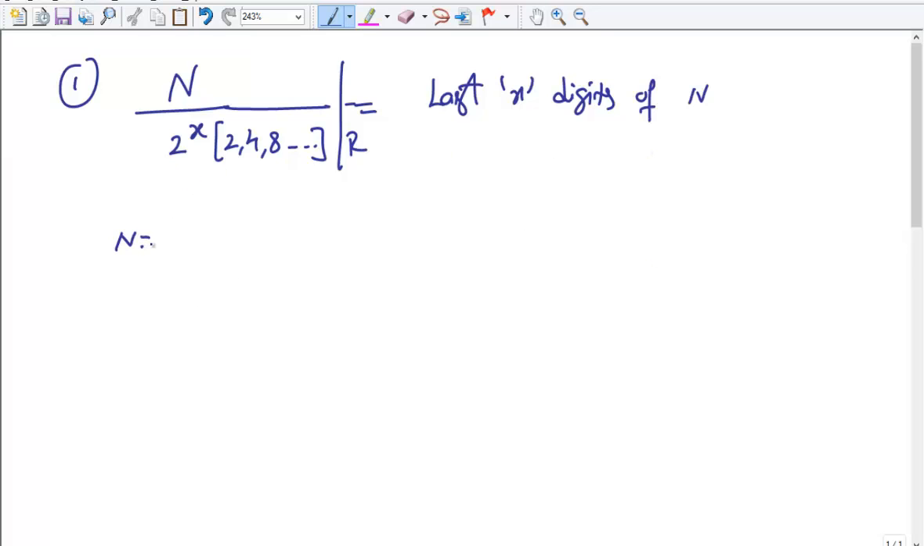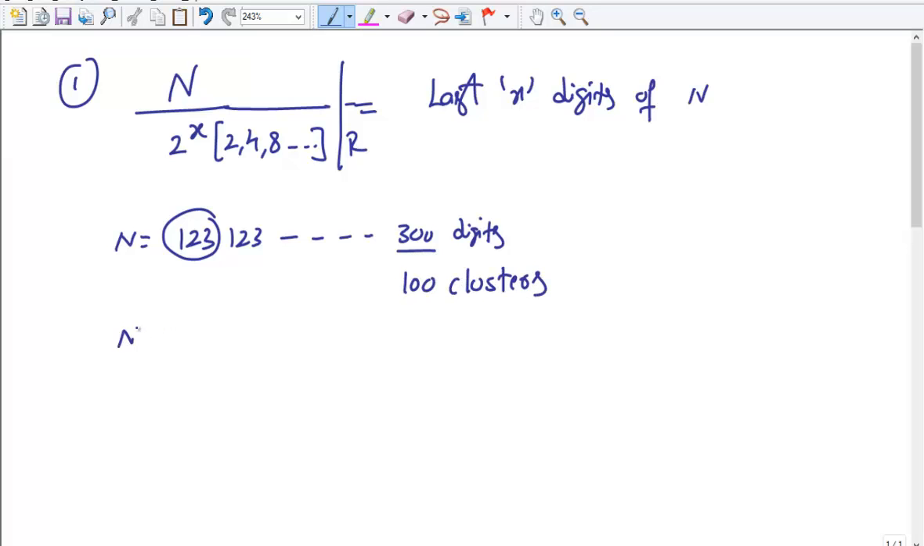Now here n is given as 1, 2, 3, 1, 2, 3 with 300 digits. What is the unit digit? That's what you need to know. It's 300 digits and it is clusters of 3, which means you can find 100 clusters. So the last cluster, which is the 100th cluster, is also 1, 2, 3. Now n divided by 2 depends on the unit digit. So that is 3 by 2, the remainder is 1.